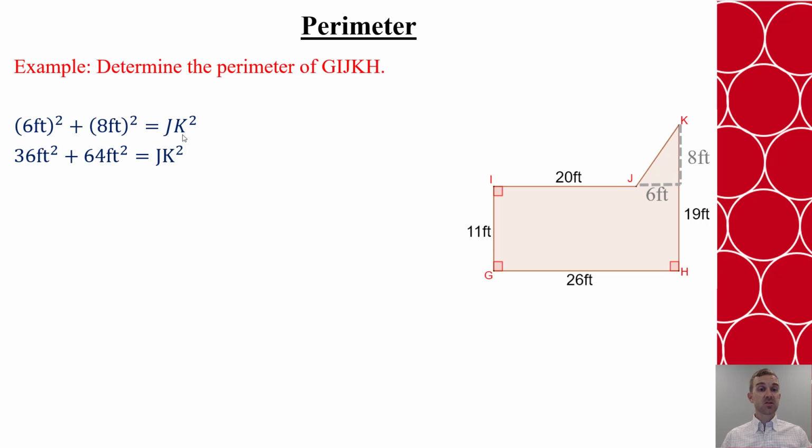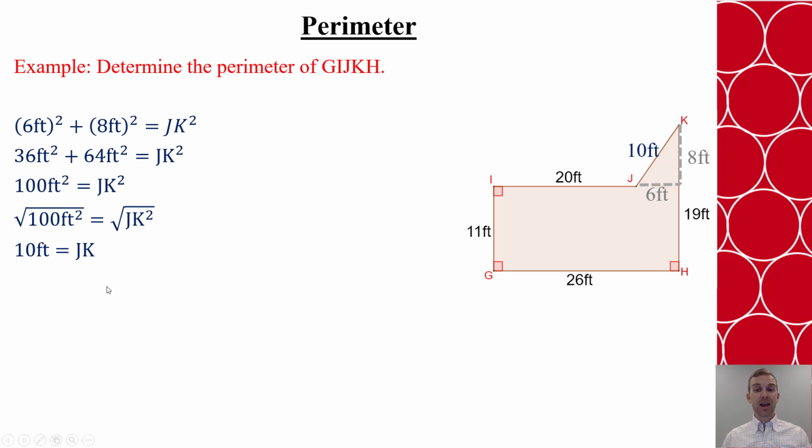I'm going to add those two together because they have the same unit, square feet, and then I'm going to take the square root of both sides to get JK back to a single unit. And when I take the square root of 100, that is 10, and the square root of square feet is just feet. So JK has a length of 10 feet. Now I can look at the lengths of each of the sides and add them together. So I have the 11 feet, the 20 feet, the 10 feet, the 19 feet, and the 26 feet to get an entire length of 86 feet for the perimeter.